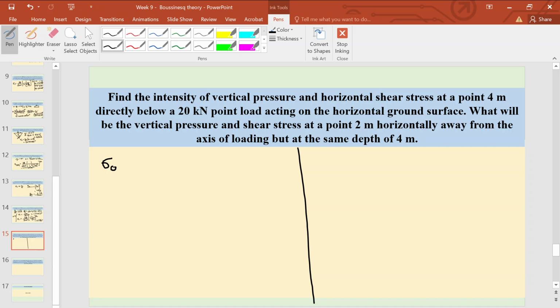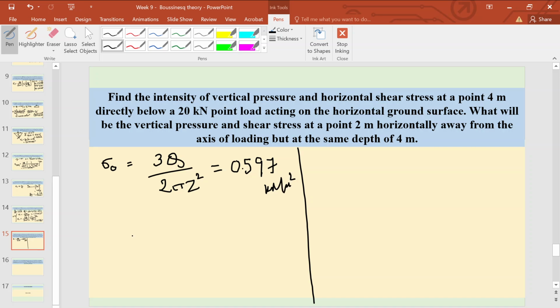No problem. Yes. So at the center, when the first scenario is the center, right? Directly below. So it will be 3q divided by 2 pi z square. Again, what is the answer? You've got q equal to 20, z equal to 4. I've got 0.597. Okay. Yes, sir. Same, sir. 0.597 kilonewton per meter square.